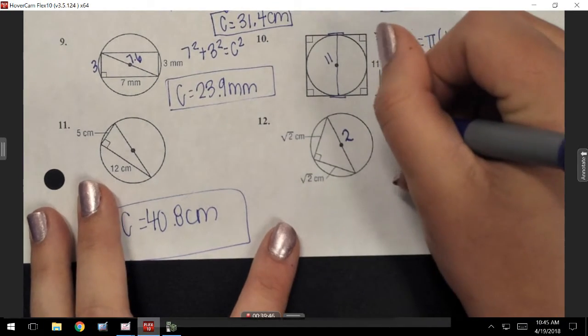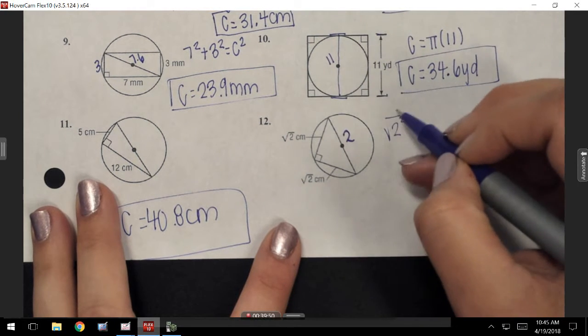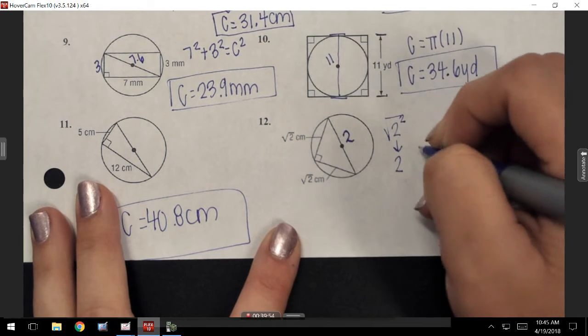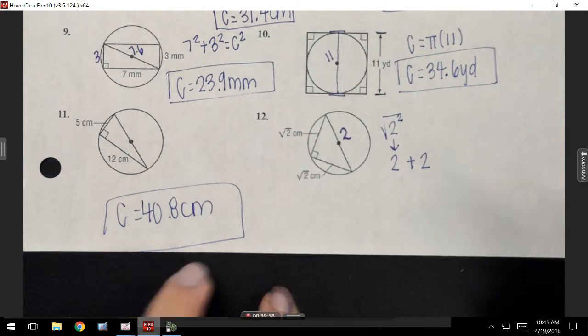What happens when I square a square root? A square root and a square cancel each other out. So this just becomes 2 plus 2. And then you have to take the square root of it, right?